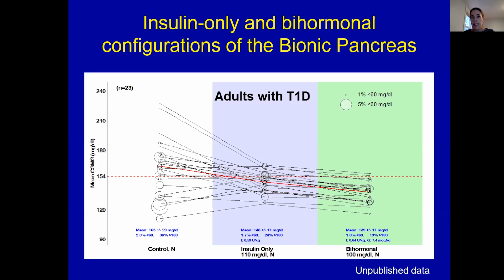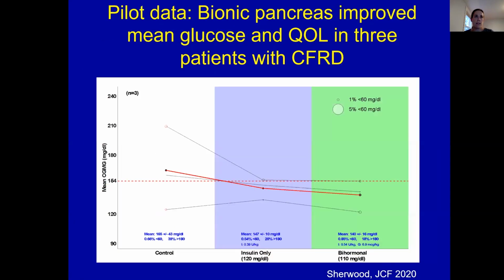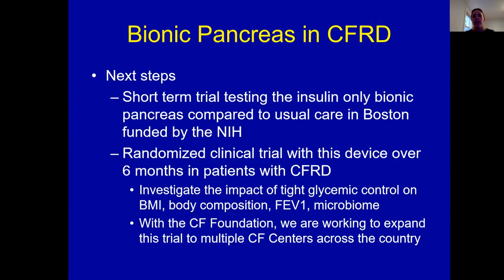And we did a pilot study in 3 subjects with CFRD. And these data look very similar to what I just showed you in type 1 diabetes, just with much fewer patients. We saw improvement from usual care to the insulin-only bionic pancreas in average blood sugar right here, with further improvement in average blood sugars with the bihormonal device. And what this slide doesn't capture is that at the end of this study, these patients didn't want to give the device back. It just made diabetes management easier. And that's what we're shooting for.